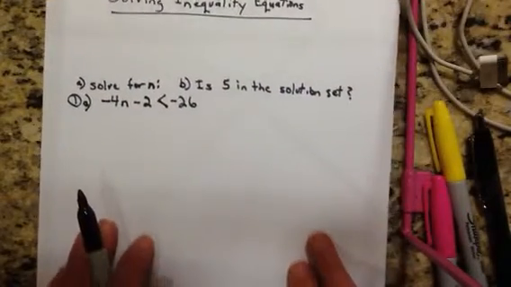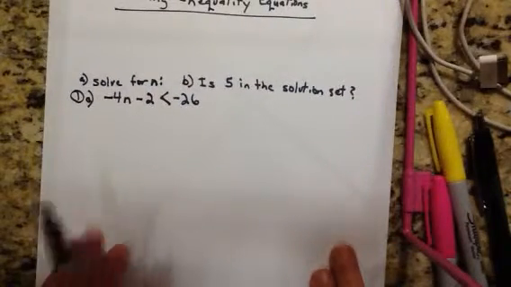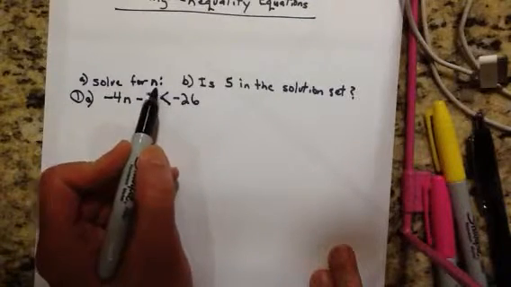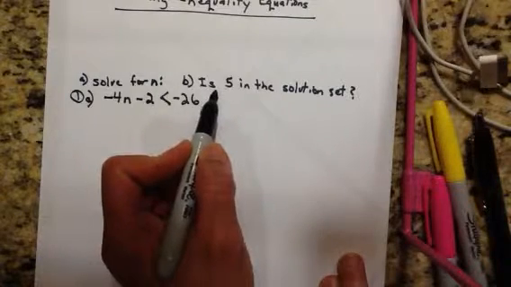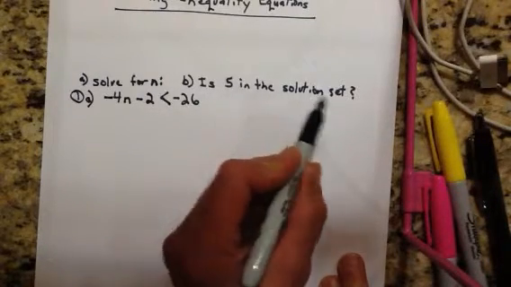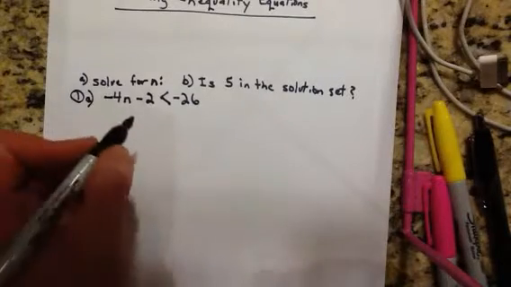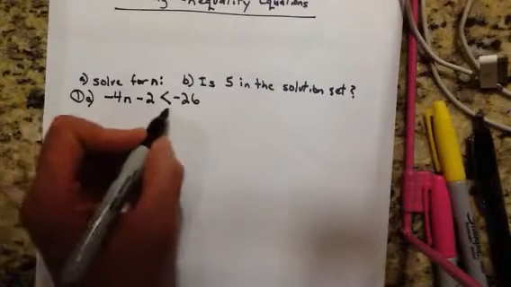Well, let's look here, because this has a part B. After you solve for n, your variable, it has another question. Is 5 in the solution set? So I'm going to show you something else about finding the solutions, all possible solutions.